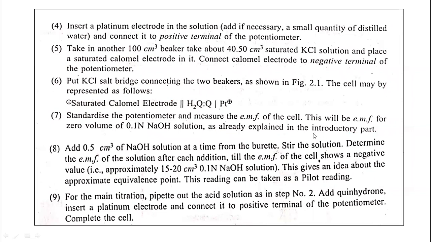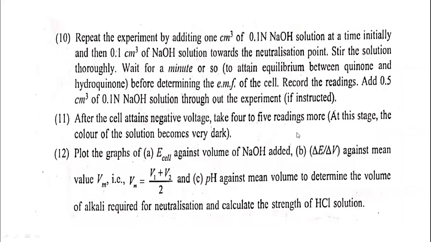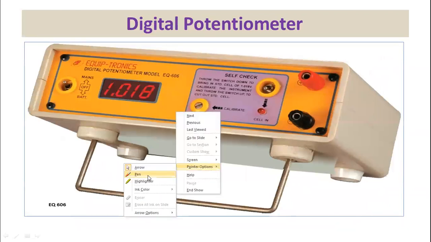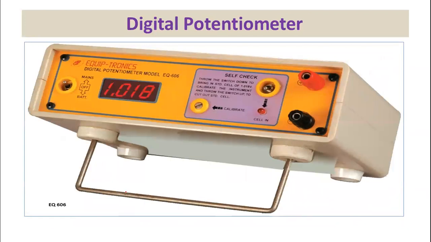Let us see now, diagrammatically, I would like to show this. So this is the digital potentiometer, and we can perform the experiment. I already explained, we have to take two 100 ml beakers. In one 100 ml beaker, first of all, we have to take a saturated solution of KCl, half a beaker.